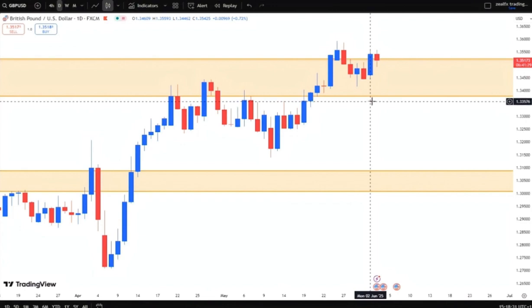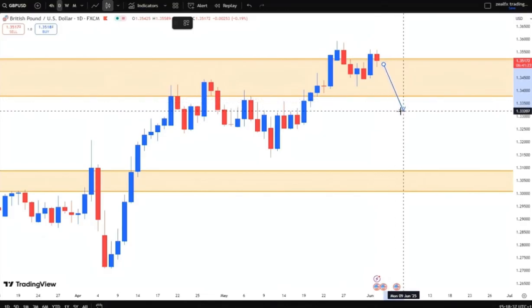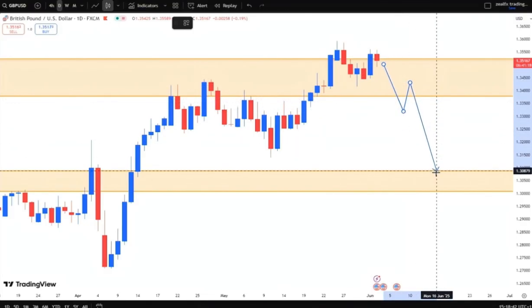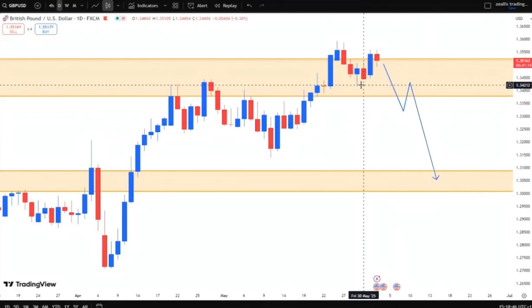So what we expect for the British pound USD this week is for it to move to this next support level, then retest before we look out for selling opportunities to the downside. We are still expecting this to come after price has closed below this daily support level.